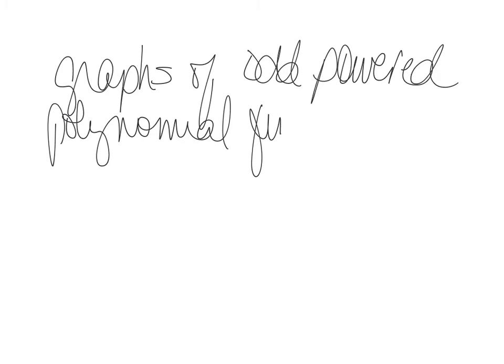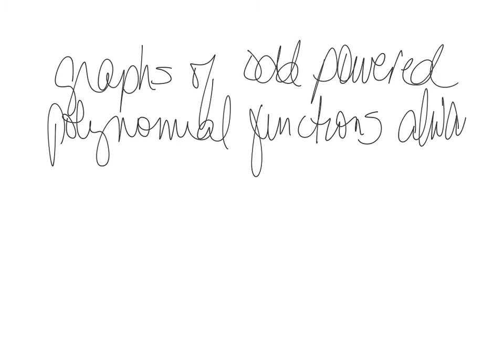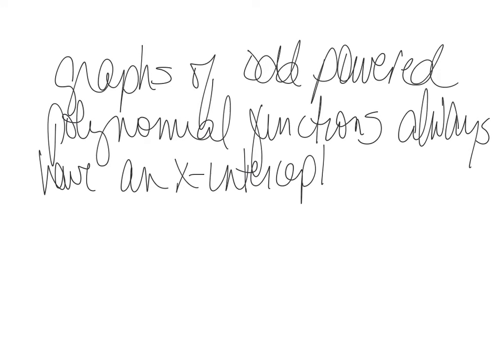graphs of odd powered polynomial functions always have an x-intercept, which means that odd degree polynomial functions always have at least one zero.